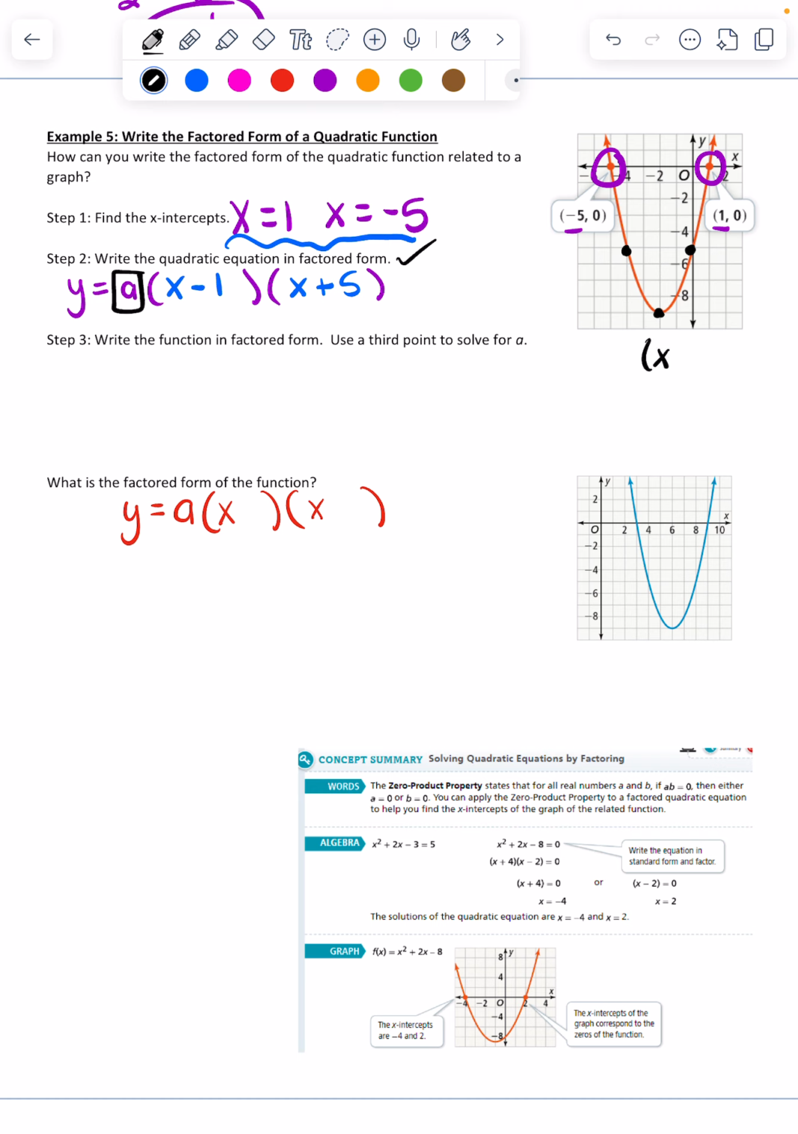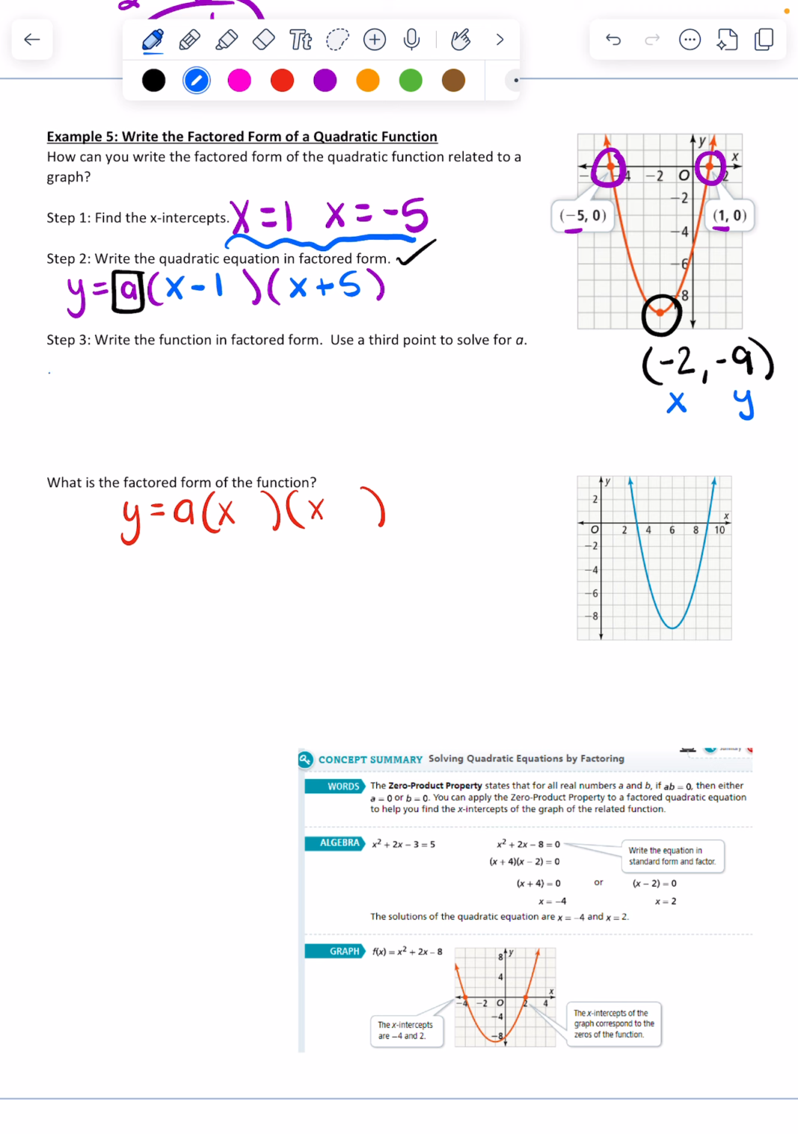All of those points are just x, y values, and we need to plug something in for x and something in for y. So that third point, you can pick any point on the parabola. I like to typically go for either the y-intercept or the vertex, just because they're typically easier numbers, but you can pick any point on the graph. I'm going to go with our vertex. I'm going to use that coordinate point. So it looks like that point is sitting at -2, -9. And that right there is what I want to plug in for x and y into our factored form.